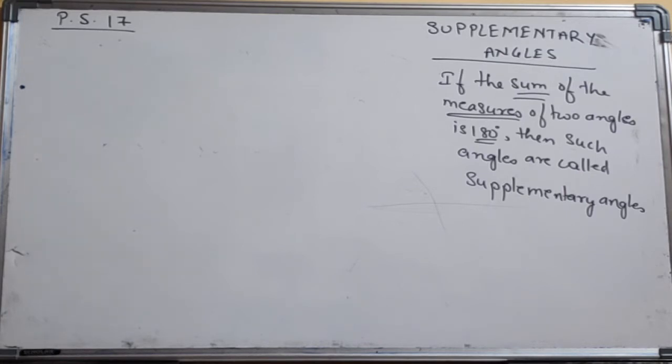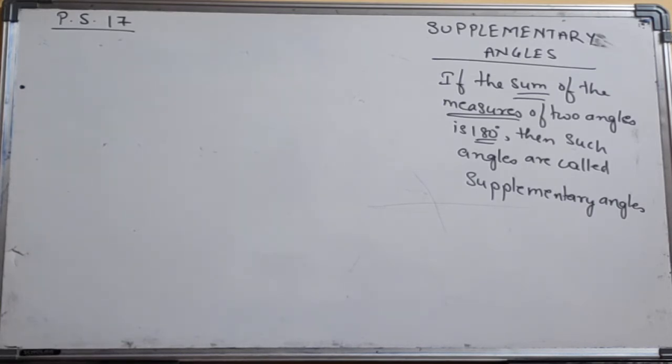Okay, so let us read the question. It says, the difference between the measures of two angles of a complementary pair is 40 degrees. Find the measure of two angles. So, what they are saying? They are saying the difference. Okay. So, they are talking about difference.